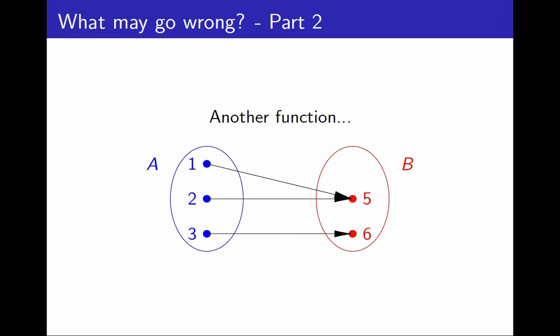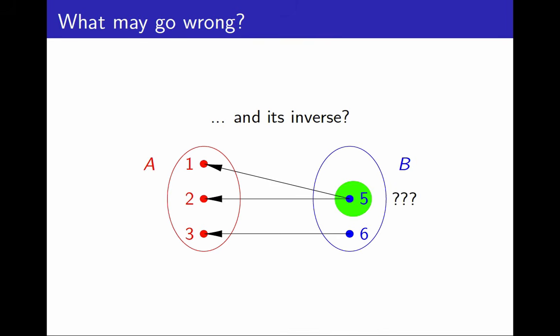Consider this other function. If I try to take its inverse, it is not a function either. This time the problem is the element 5. It gets mapped to two things by the inverse. So what is wrong with the original function? There are two different inputs that get mapped to the same output. That's also a problem. Let's give a name to the good functions, the ones that do not have this problem.